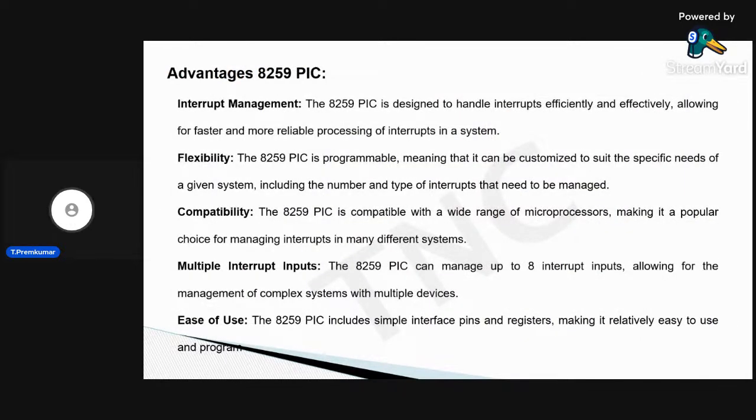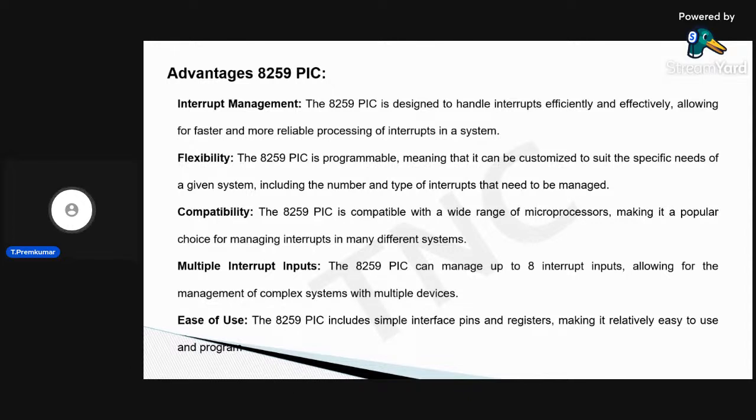The advantages of the 8259 PIC are, first, interrupt management. The 8259 PIC is designed to handle interrupts efficiently and effectively, allowing for faster and more reliable processing of interrupts in the system. Second, flexibility. The 8259 PIC is programmable, meaning that it can be customized to suit the specific needs of a given system, including the number and types of interrupts that need to be managed. Third, compatibility. The 8259 PIC is compatible with a wide range of microprocessors, making it a choice for managing interrupts in many different systems.